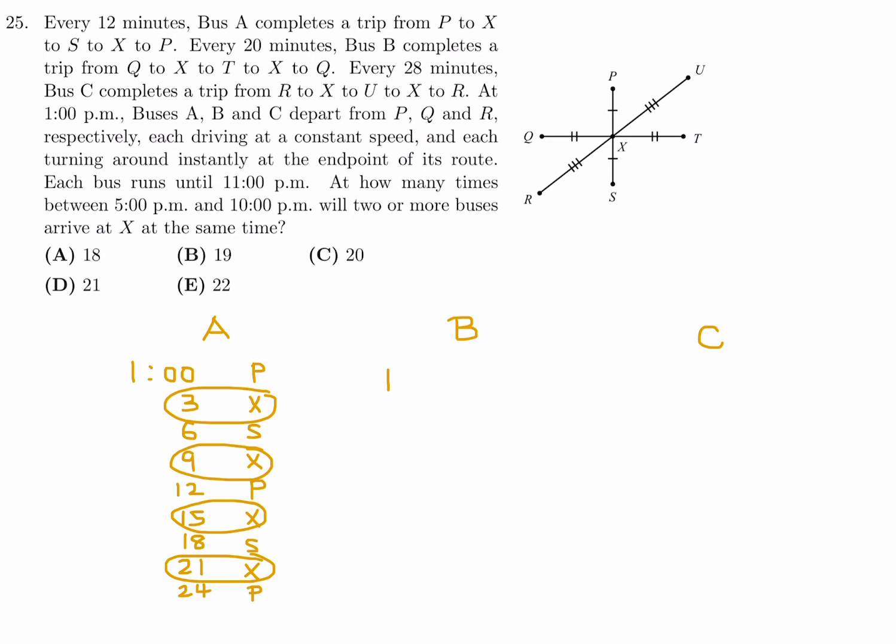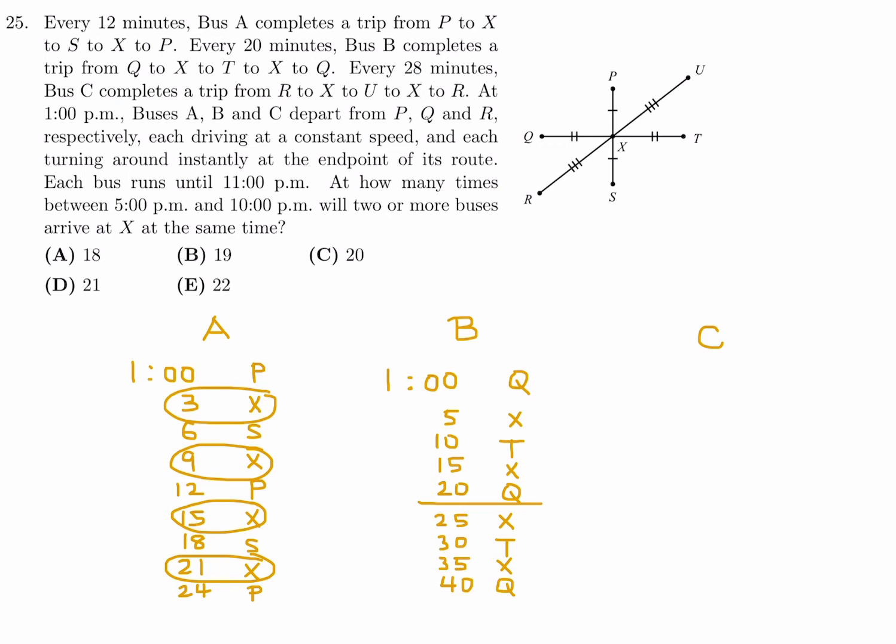In a very similar way, we'll do the story for bus B. It starts at 1 p.m. and it is originally at Q. And then every 20 minutes, so you got to divide that by 4. So every 5 minutes, so 5, 10, 15, and 20 is where it meets at X, T, X, and then back at Q again. And in a very similar way, every 5 minutes after that, 25, 30, 35, and 40, it would be at XT, XQ, XT, XQ, like that.